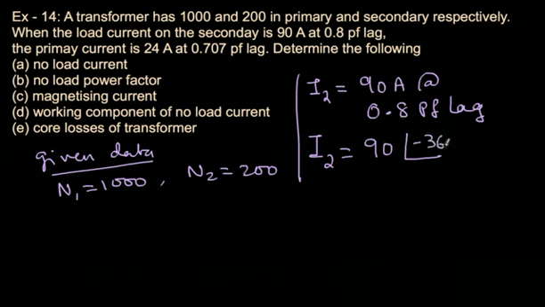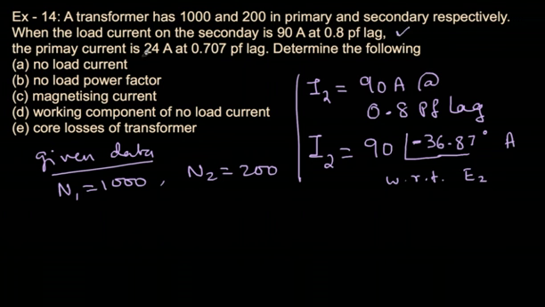So from this I can write I2 is 90 at an angle of cos inverse 0.8, which is minus 36.87. Why I am putting minus is because of the lagging power factor that is given. And all power system engineers should know this by heart. Cos inverse of 0.8 is minus 36.87, so you can check it. This current is with respect to E2. So I2 is given in the question.